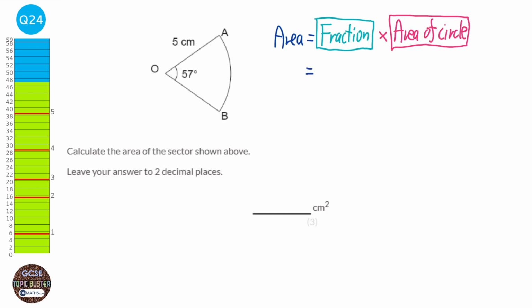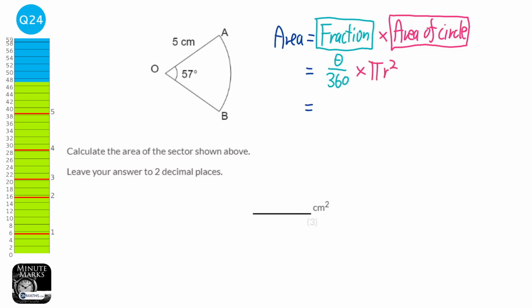So to work out the fraction of the circle we have, we get the angle that we have in the sector, and we divide that by the total amount of angles in a circle, which is 360. Then we times that by the area of a circle, so pi r squared. Let's use that for our question.